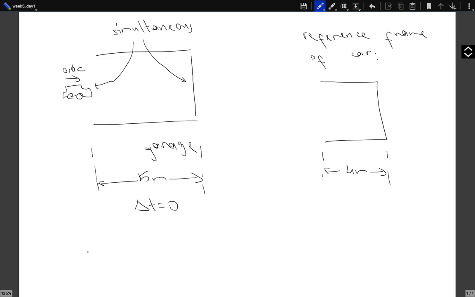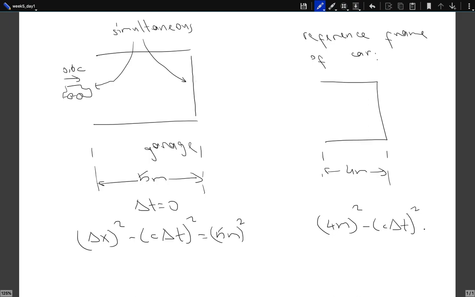Well, let's say I think you said that delta x squared minus c times delta t squared, which in this reference frame is just 5 meters squared. You say that this should be equal to delta x squared in this reference frame, which is 4 meters squared, minus c times delta t squared. These two should be equal. This is what your claim is. So can they be equal?